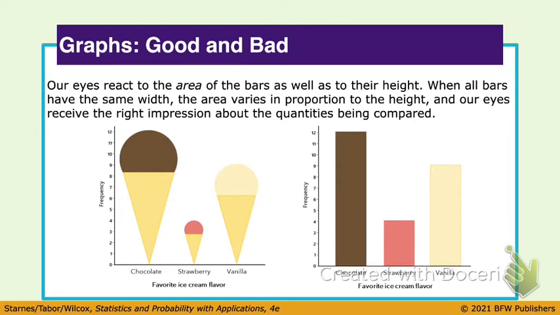So when we have a graph, our eyes are going to be reacting to the area of the bars as well as their height. And when all the bars have the same width, then the area is proportionate only to the height, and then we are getting the right impression about the quantities. So when you are making your bar charts, make sure your widths are as close as possible to the same width. Make sense? So let's look at a couple of examples here.